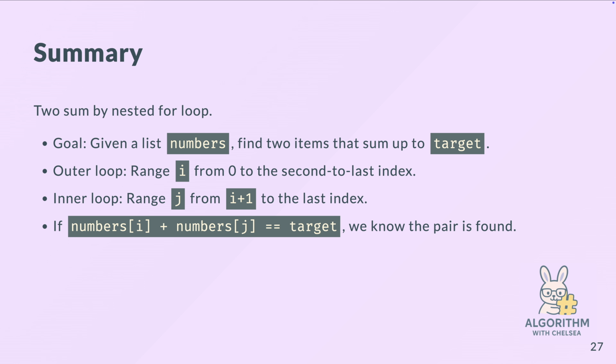Let's summarize what we learned. TwoSum means, given a list numbers, find 2 items that sum up to target. We use nested loops. In the outer loop, range i from 0 to the second to last index. In the inner loop, range j from i plus 1 to the last index. The list items pointed to by i and j form a pair. We check if the pair adds up to the target. If yes, the twoSum pair is found, and we break the inner loop and then break the outer loop.